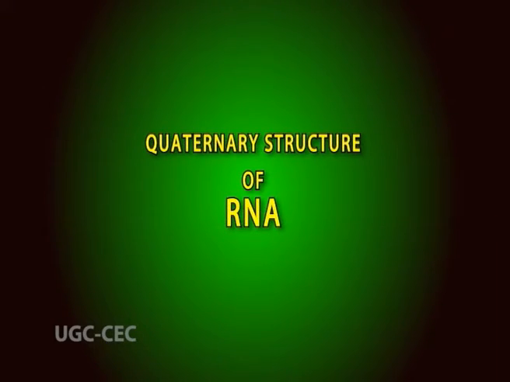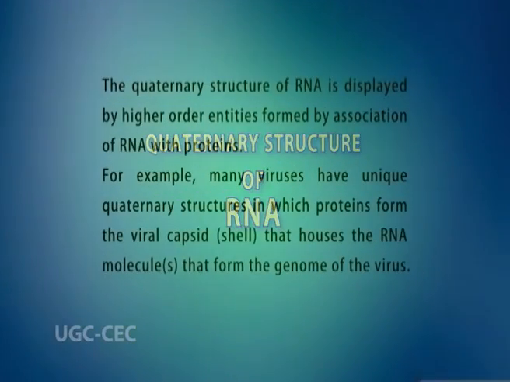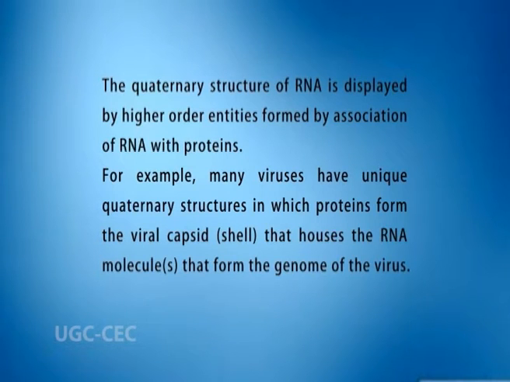Next, quaternary structure of RNA. The quaternary structure of RNA is displayed by higher order entities formed by association of RNA with proteins. For example, many viruses have unique quaternary structures in which proteins form the viral capsid cell that houses the RNA molecules that form the genome of the virus.